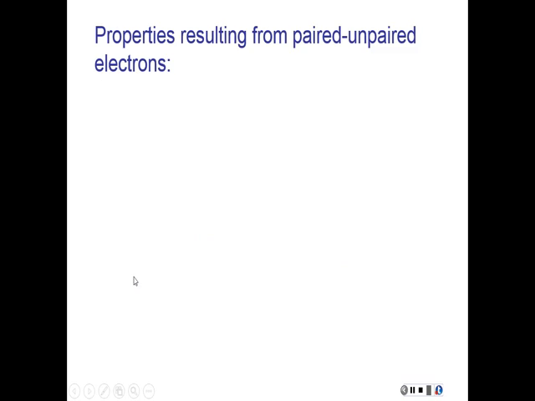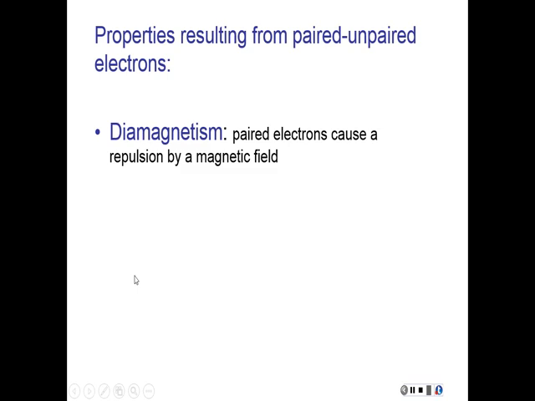Properties resulting from unpaired electrons. The first one is called diamagnetism. If an element has all of its electrons paired, then that element actually would be repulsed by a magnetic field. We think about metals being held by magnetic fields, but mostly it's iron.